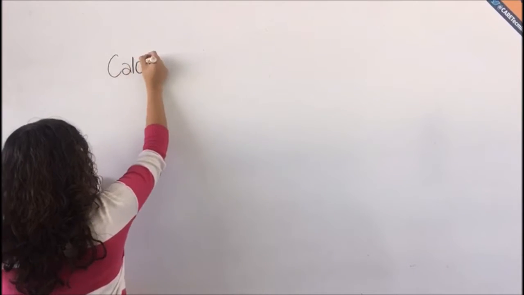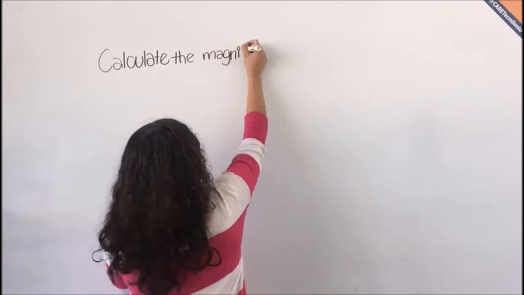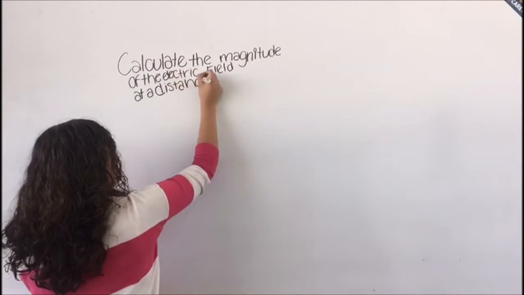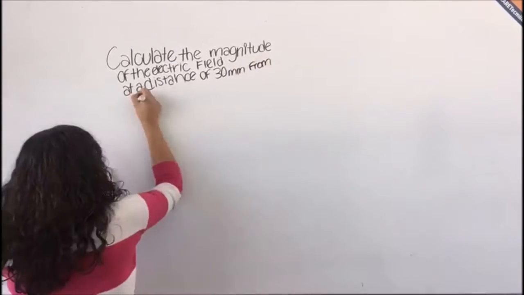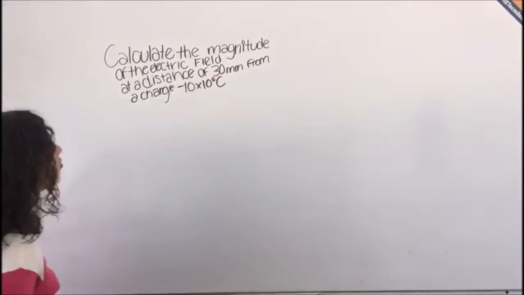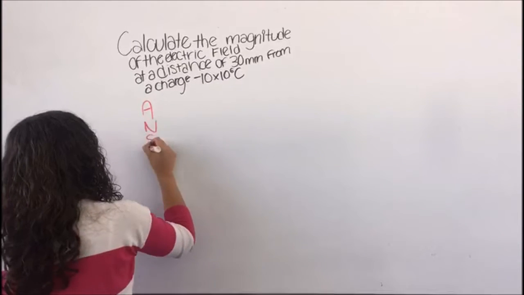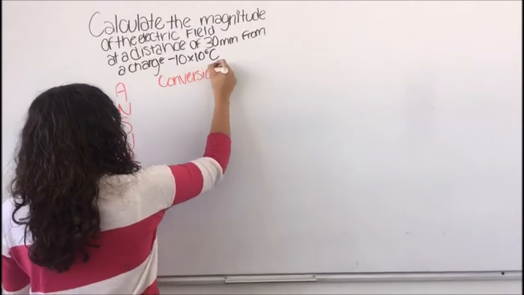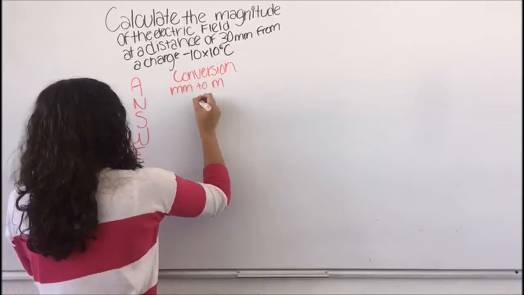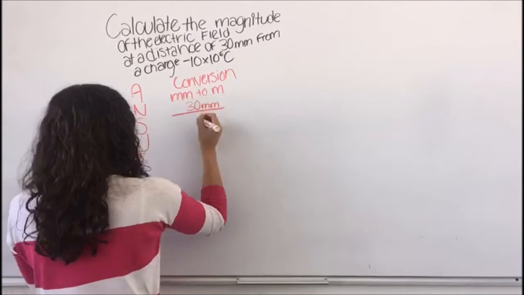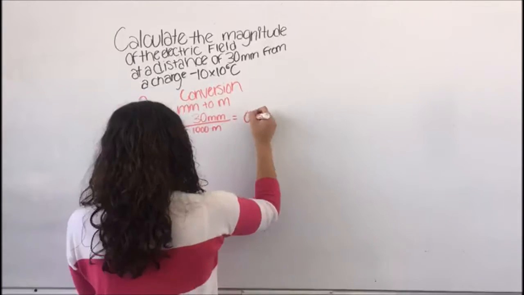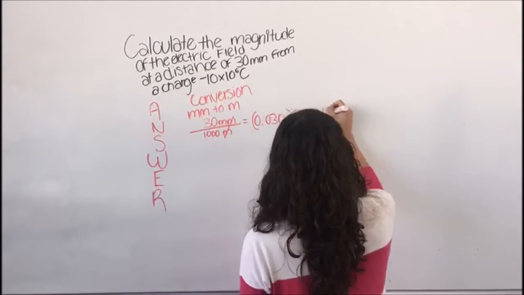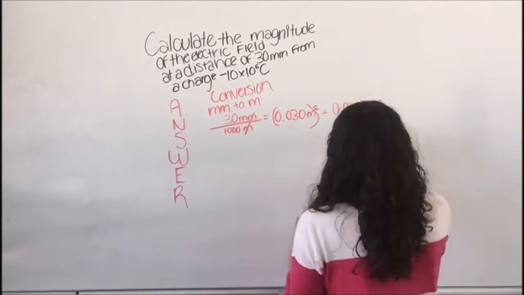So the second problem says, calculate the magnitude of the electric field at the distance of 30 millimeters from a charge of minus 10 by 10 to the minus 6 coulombs. The first thing we need to do is to convert the millimeters to meters. So we divide the 30 by 1000, and the result of it is 0.030 that we multiply by itself, because in the formula says that we need square R. So the answer is 0.0009 square meters.